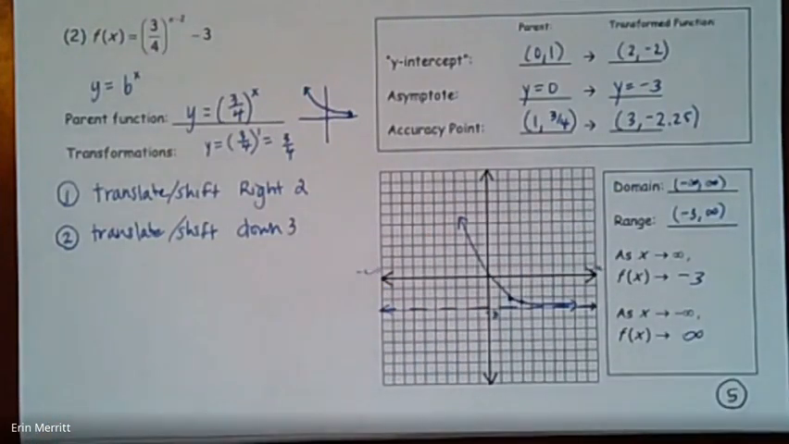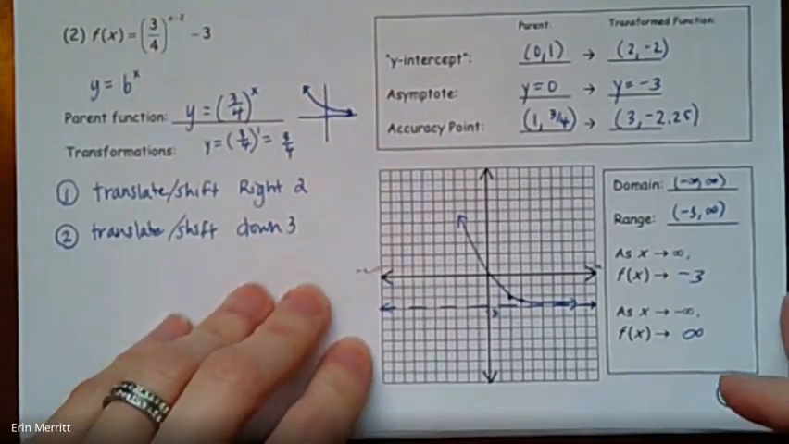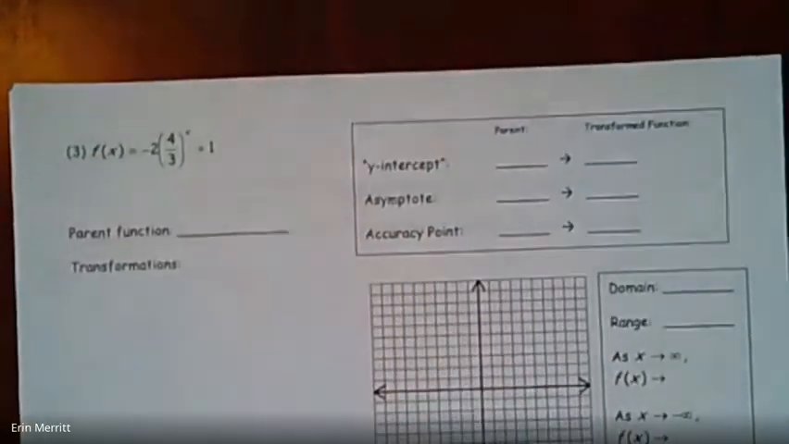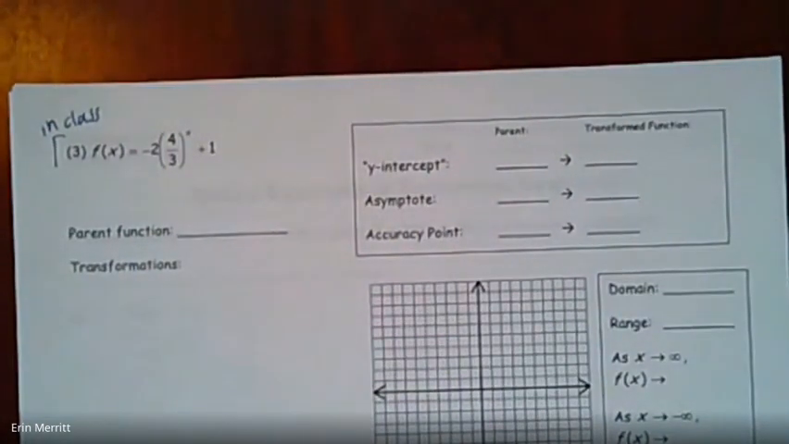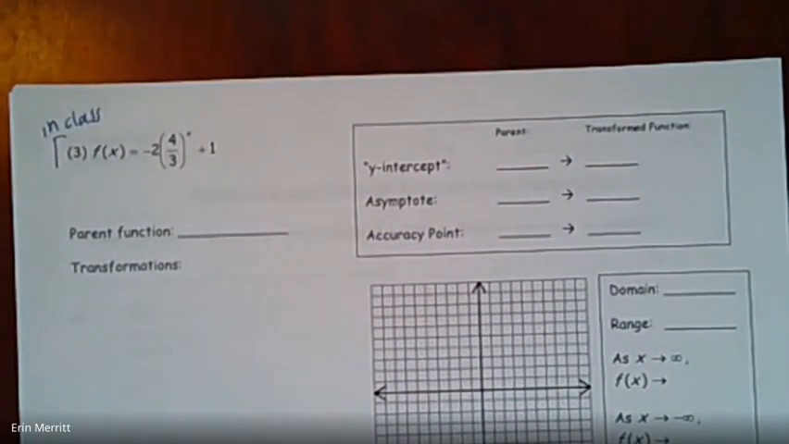All right. We will save number 3 to do as maybe some practice in class. And then as for the last part, it says, what conclusions can you draw about the end behavior?